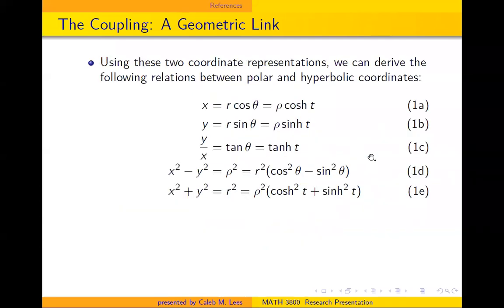One of the first results that we can find is these five identities here, okay? This relates polar coordinates and hyperbolic coordinates, and it tells you how to convert between the two of them. This is basically the definition of polar and hyperbolic trig, like x equals r cosine theta, which equals rho cosh t, okay? So you can convert in that way. The rest of the identities are similar to that, and Enoch actually mentioned 1D, so that's pretty easy to derive. All these identities I'm going to be referencing throughout this presentation.